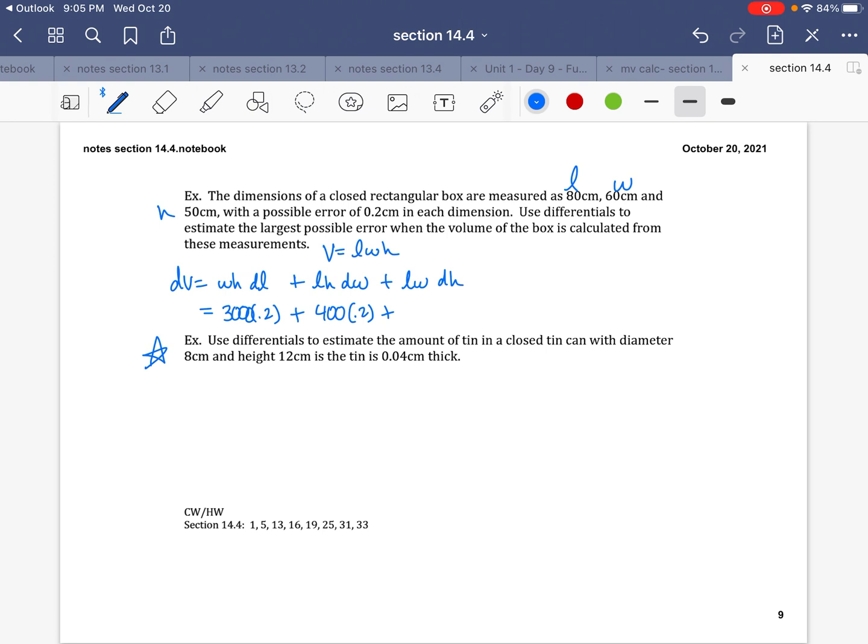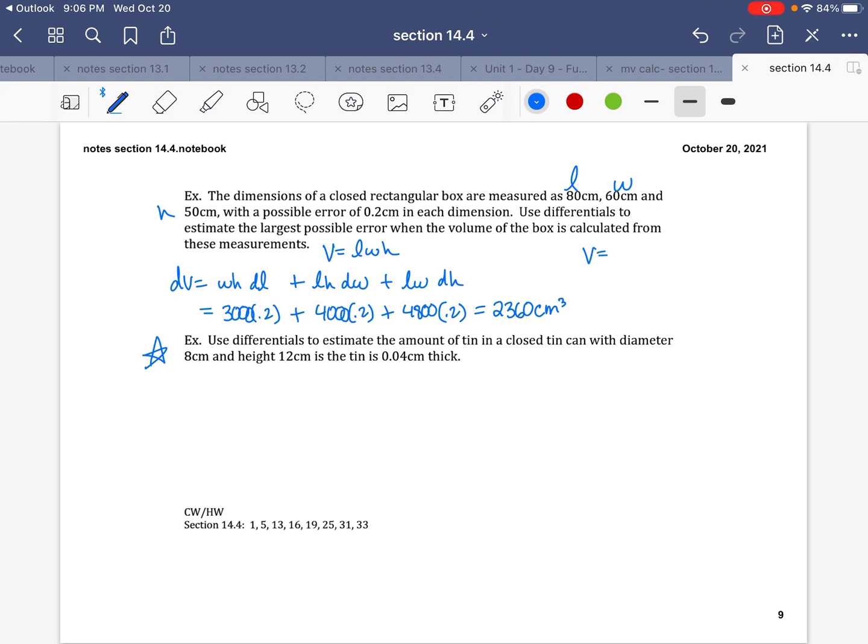All right, L times H. So I got 80 times 50, so it's 40 with 2 zeros, so it's 4,000. And then finally, L times W, I got 80 times 60, so it's 48 with 2 zeros, so 4,800. Or just put it in your calculator, right? All right, so this is 2,360 centimeters cubed. And you're like, whoa, that's a big error right there.